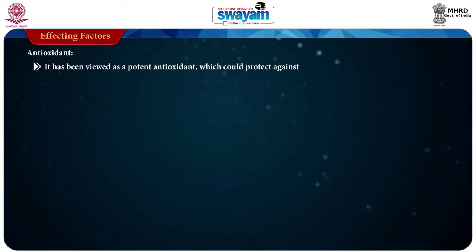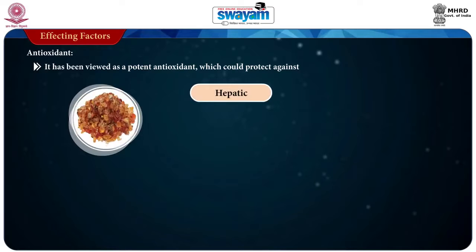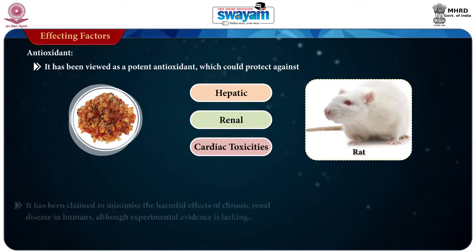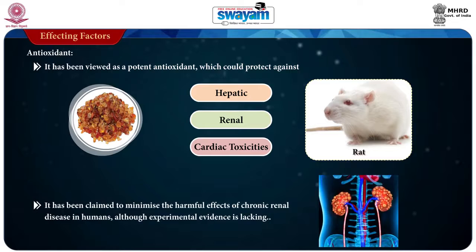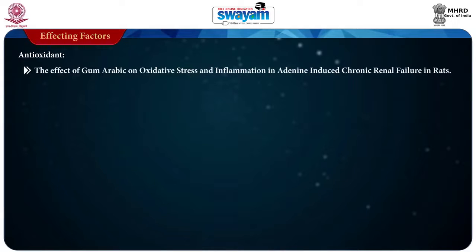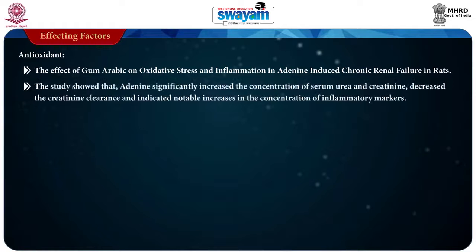It is potentially viewed as an antioxidant which could protect against experimental hepatic, renal and cardiac toxicities in rats, but these studies were limited. Gum arabic has been claimed to minimize the harmful effect in chronic renal diseases in humans, although experimental evidence in case of humans is lacking. The effect of gum arabic on oxidative stress and inflammation in adenine-induced chronic renal failure in rats has been studied.